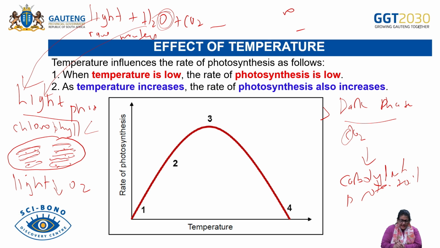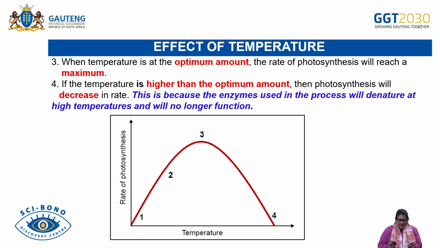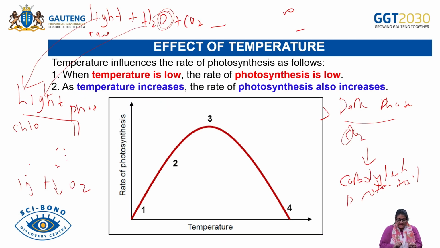And we're going to see now the effect of temperature. Temperature influences the rate of photosynthesis. Remember, we discussed light intensity. As light intensity increases, photosynthetic rate increases. As light intensity increases to its optimum, photosynthesis will be at its highest level. If there's more increase in light intensity, photosynthesis will remain constant.